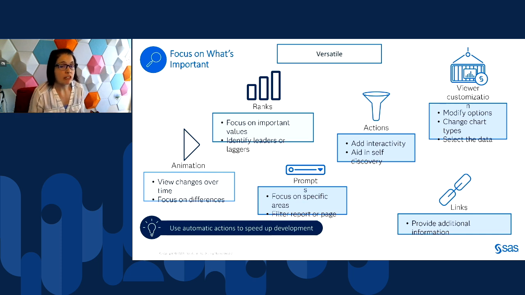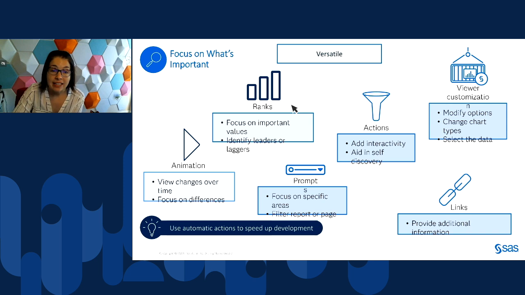We also want to make sure that our reports are versatile, and we can do this in many different ways. We can do it by adding animation to graphs. This helps us view changes over time. Whenever we look at animation, we want to focus on differences from the norm. So if everything's moving in one direction and something is moving in a different direction, that thing that's moving in a different direction is the one I want to focus on. Now, again, be cautious about using animation because it can be difficult for users of screen readers to understand that.